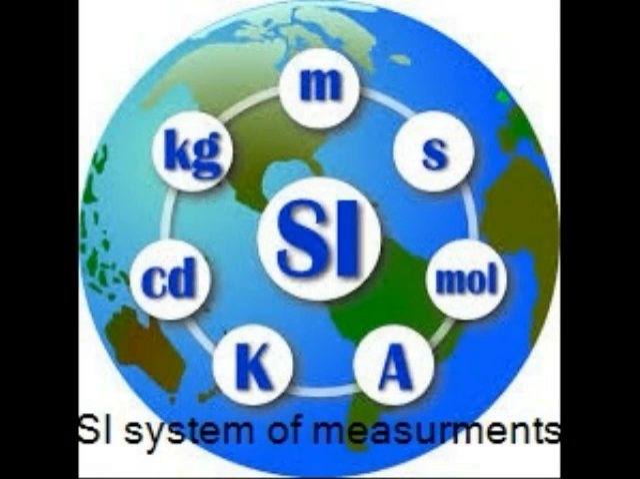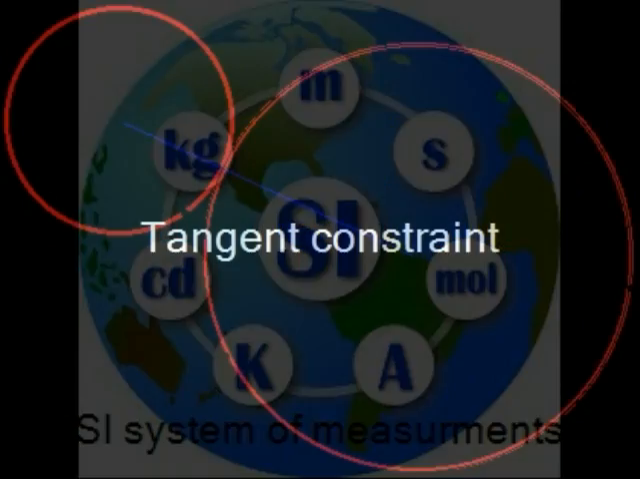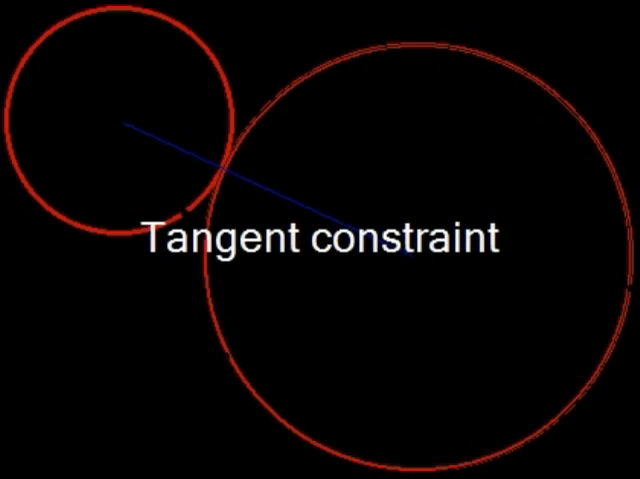The SI system of measurements is the most widely used measurement system around the world. It is also known as the metric system. The tangent constraint used in the CAD program Inventor allows you to force two curves to maintain a point of tangency to each other or their extensions.